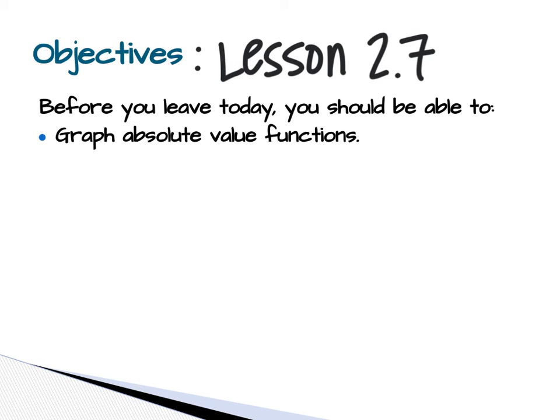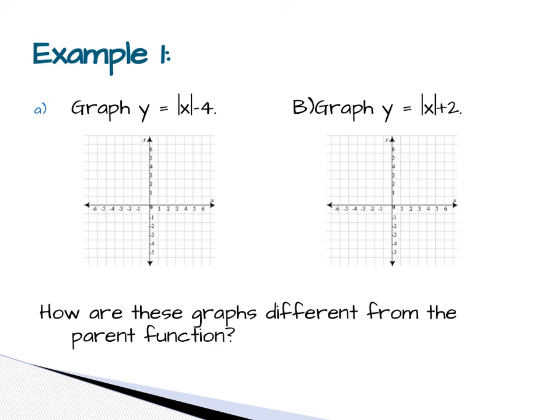Lesson 2.7. From this video, you should learn how to graph absolute value functions. The graph of an absolute value function is in the shape of a V. I'm going to go ahead and draw the parent graph to show you. The vertex of the parent graph, y equals absolute value of x, is going to be 0, 0, 1, 1, 2, 2, 3, 3, and so on that way.